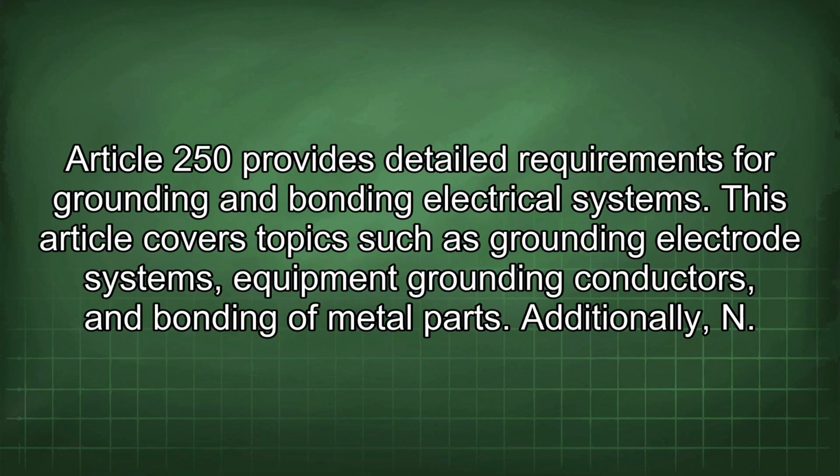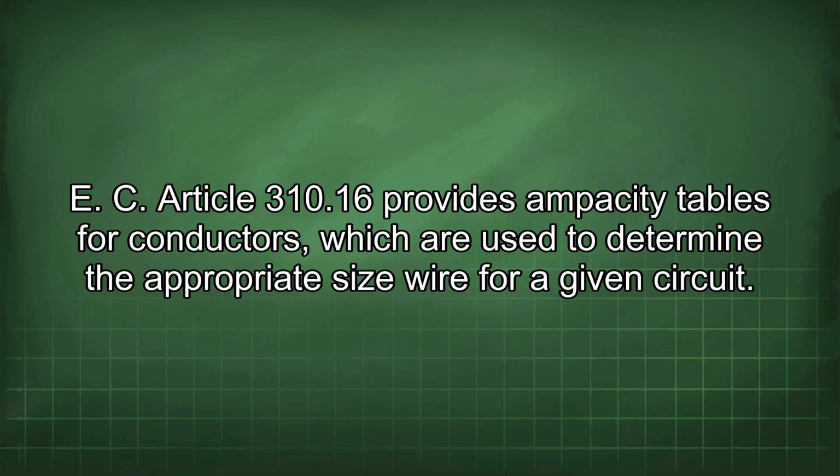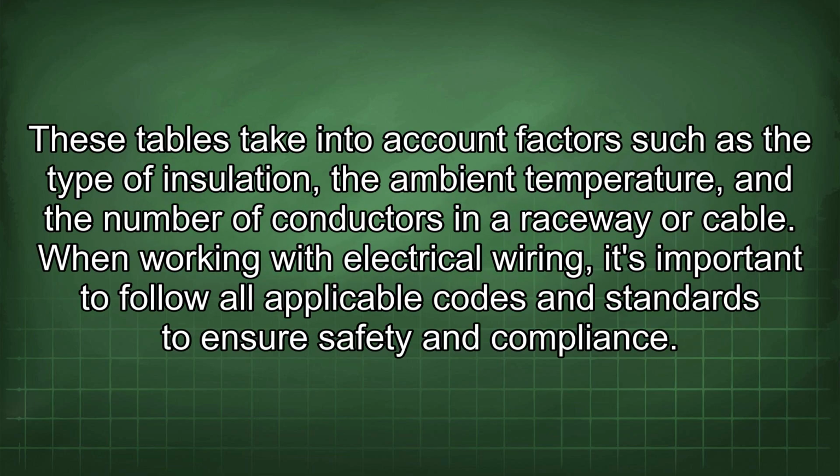The NEC Article 250 provides detailed requirements for grounding and bonding electrical systems. This article covers topics such as grounding electrode systems, equipment grounding conductors, and bonding of metal parts. Additionally, NEC Article 310.16 provides ampacity tables for conductors, which are used to determine the appropriate size wire for a given circuit. These tables take into account factors such as the type of insulation, the ambient temperature, and the number of conductors in a raceway or cable.